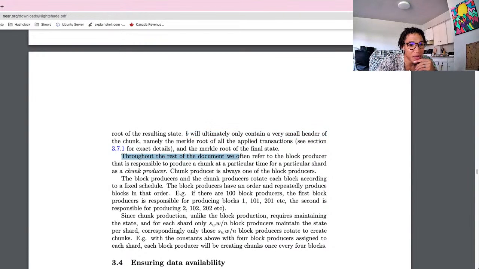Throughout the rest of the document, we often refer to the block producer that is responsible to produce a chunk at a particular time for a particular shard as a chunk producer. So you have the block producers, of which there are four, and then only one is producing the chunk. That's the chunk producer, a 1 in 4 shot, it seems. And this seems like it's the heaviest stake weight for those shards. So if you're staking for those shards, I guess you have a higher chance of producing for those shards, but maybe you could always, I don't know. Maybe it's randomly dispersed. I'm not really sure.